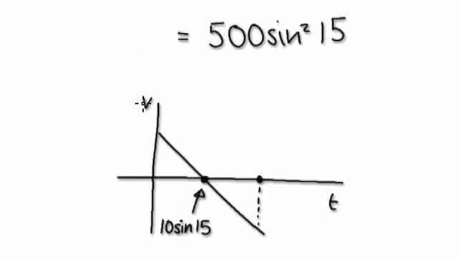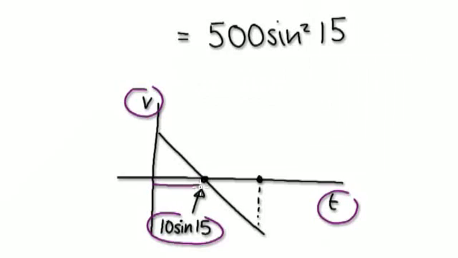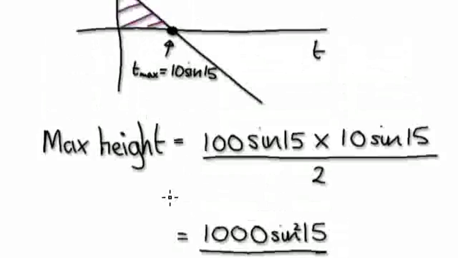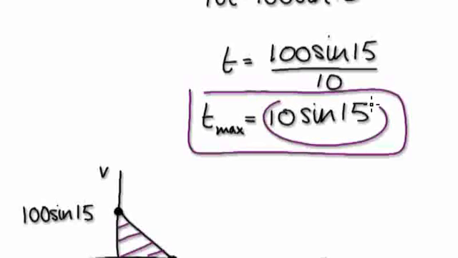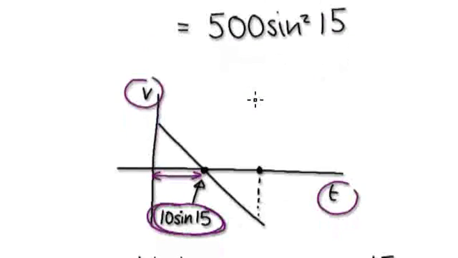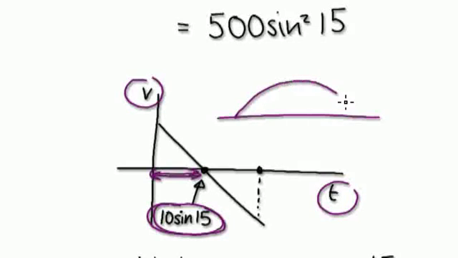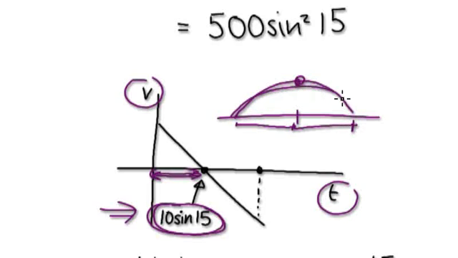Now looking back at our velocity time graph, we've worked out that T max here, which is given by this length here, is 10 sine 15. If you don't believe me, you can scroll back here. T max is 10 sine 15. So looking back at this graph, this length here is 10 sine 15. When you fire the cannonball like this, if the time it takes to get to maximum height is whatever this number is, times it by 2, that will give you the total flight time.